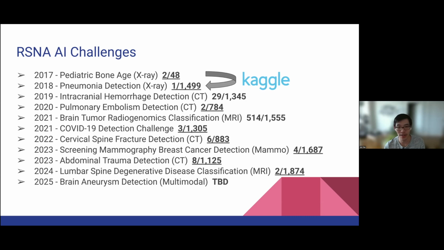You'll notice that there was a pretty huge jump from the first competition to all of the subsequent competitions. And the reason for that is RSNA decided to start hosting these competitions on a data science competition website called Kaggle. And I think this is owned by Google, I guess Alphabet, but it's a very large platform that hosts these competitions. And so it attracts a lot of people, and it's probably the most well-known platform out there for these kinds of challenges.